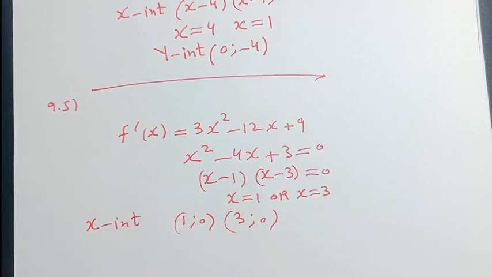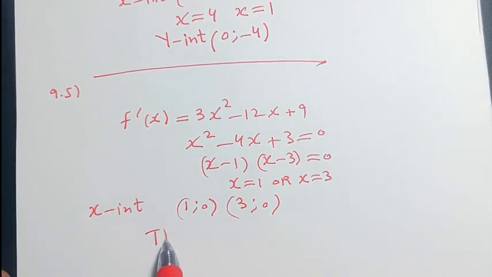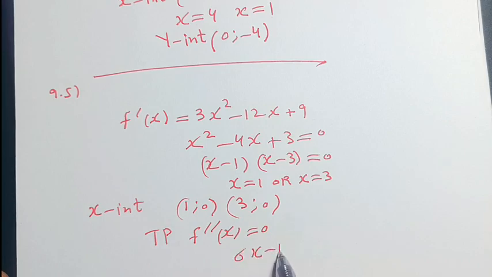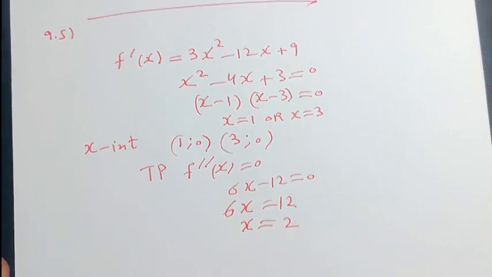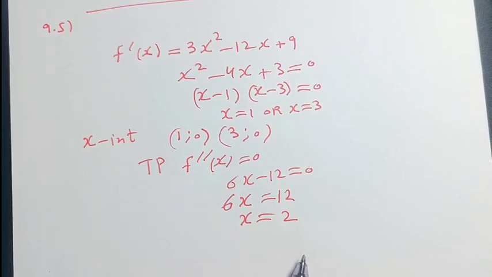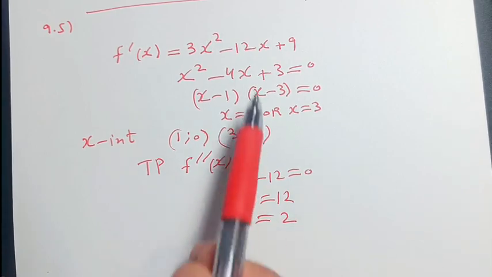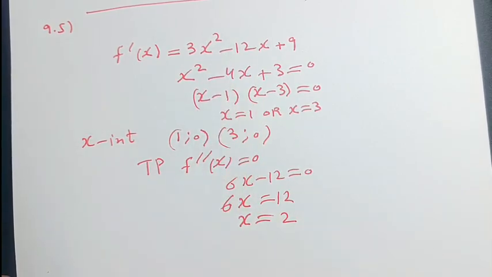Now, if I need to find the turning point of this parabola, I have to take the derivative of this graph, which is the second derivative, equal to 0. So 6x minus 12 is equal to 0, and solving for x, the answer is 2. So x is 2, and now you need to get the y value. Obviously we have to put it back into this original function, because we're drawing the parabola now.